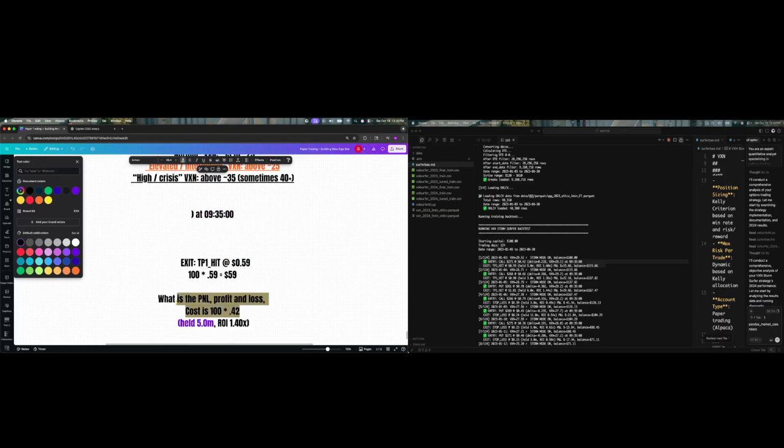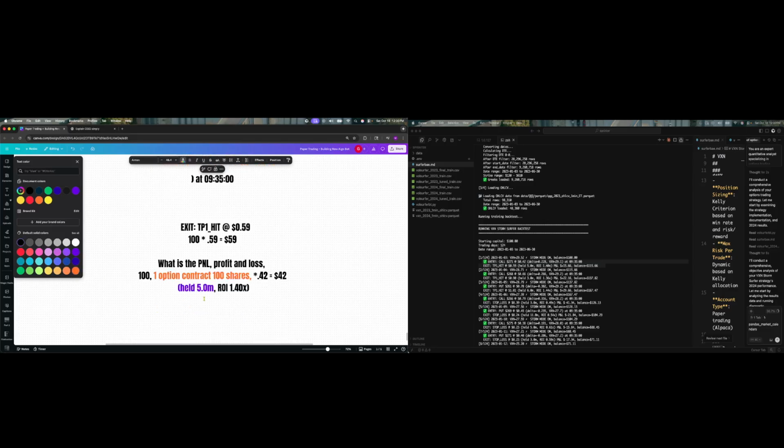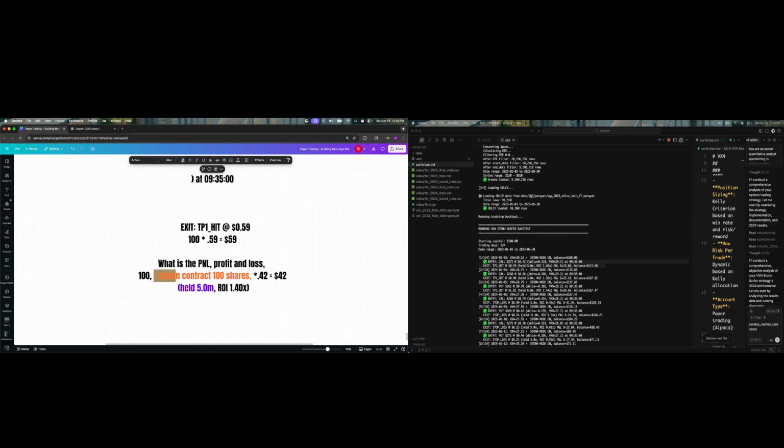So our cost is the 100, because there are 100 shares. I know this is Halloween, but just deal with it. This is not on purpose. We know there are 100 shares in one option contract, so we take 100 times 0.42 and have $42. And we just made the $59.